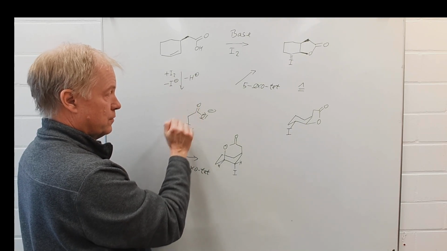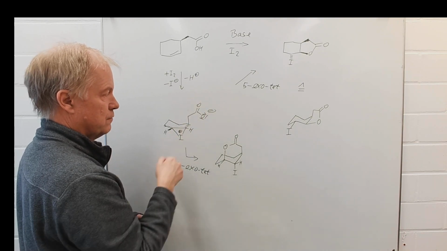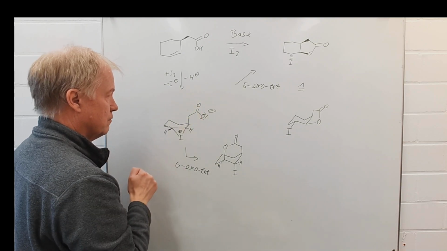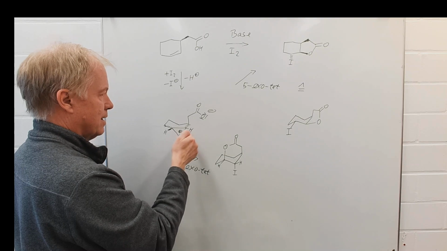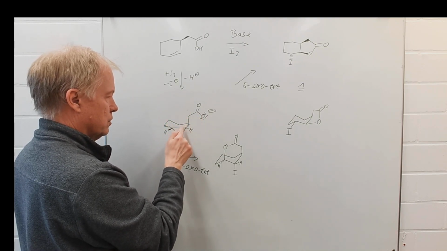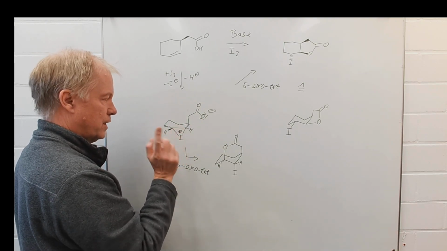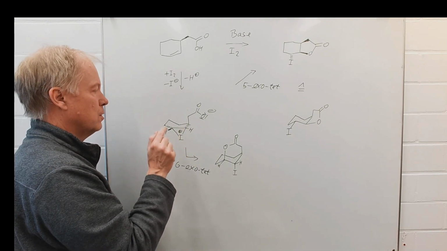That oxygen or this one, well, it doesn't matter since the negative charge is mesomerically stabilized between those oxygens. So one of the oxygens will attack as a nucleophile, and an oxygen-carbon bond is formed, while at the same time the carbon-iodine bond is broken.